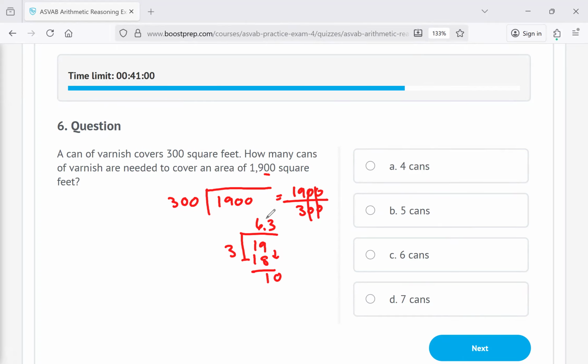So as you can see, if you just do 6 cans, you need exactly 6.3. So that's not going to cover the entire 1900. So you're just going to round it to 7, right? Because it's better to have 7 cans to cover 1900. 6 is too small. So don't be fooled by that problem.